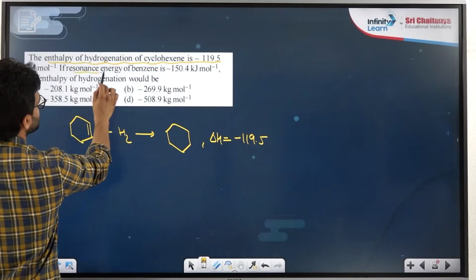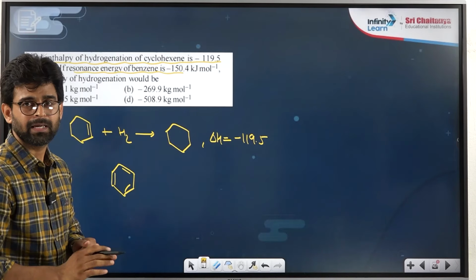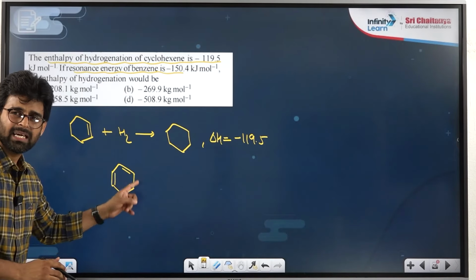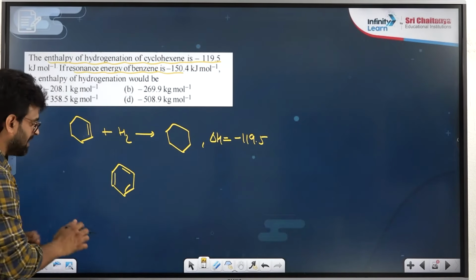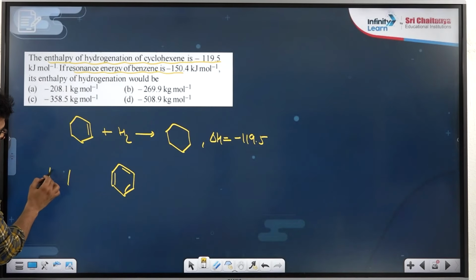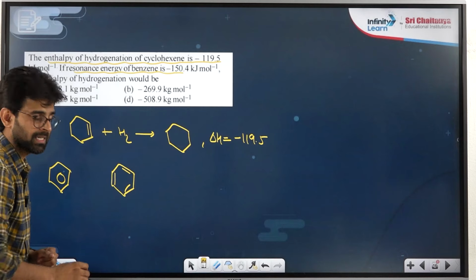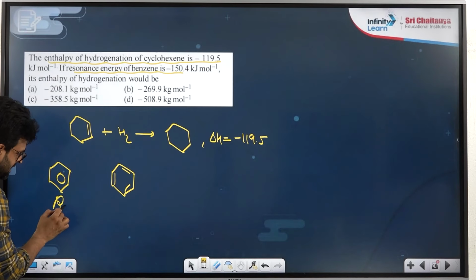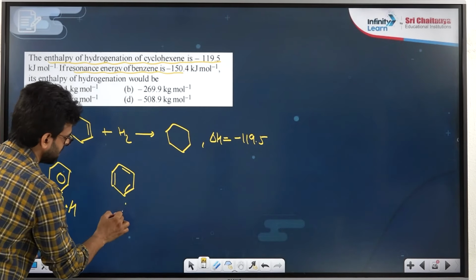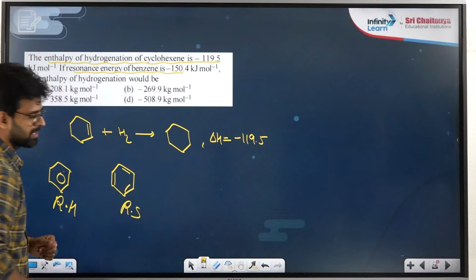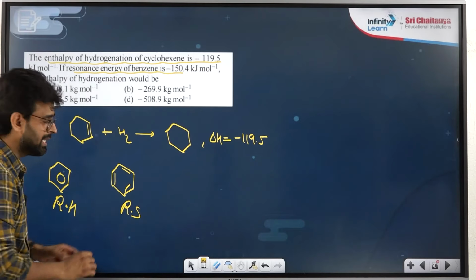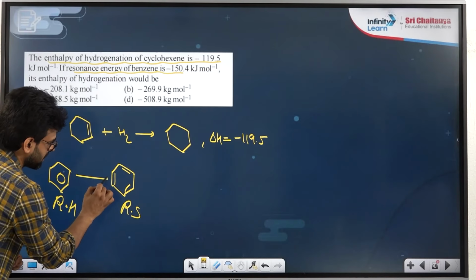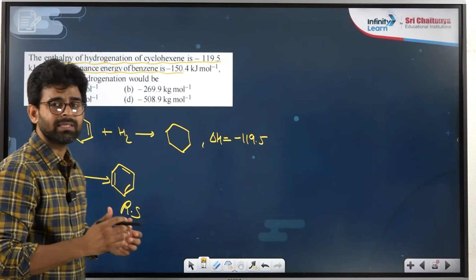First let us understand. Benzene has 3 pi bonds, right? Clear? Is it actual benzene? No. Benzene is this one, beta. This is actual benzene, na? It is the hypothetical resonating structure. It is our RH, resonance hybrid. It is our RS, resonating structure, right? First of all, understand when you go from here to here, how much delta H will come?